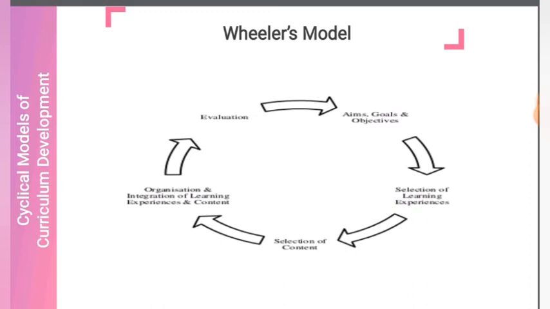Then, selection of content. The content is what we teach. It must be related to validity, significance, utility, interest, and learnability. The former have clear objectives and aligned assessment strategies designed to test how well students have achieved the learning outcomes, and Wheeler's model sets the school objectives as final steps as well as the first.